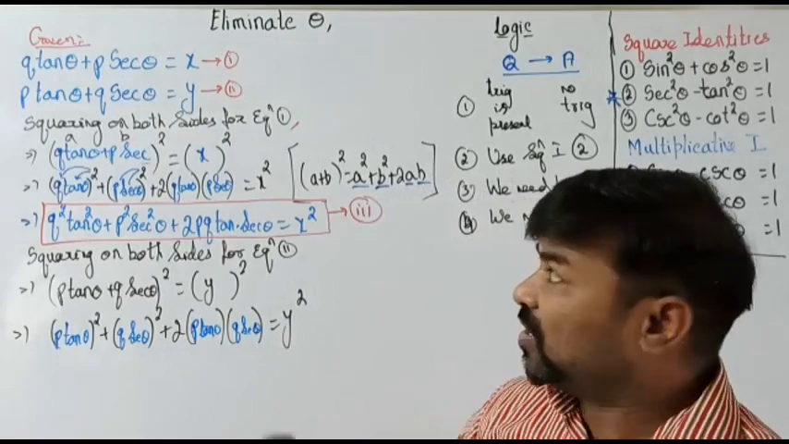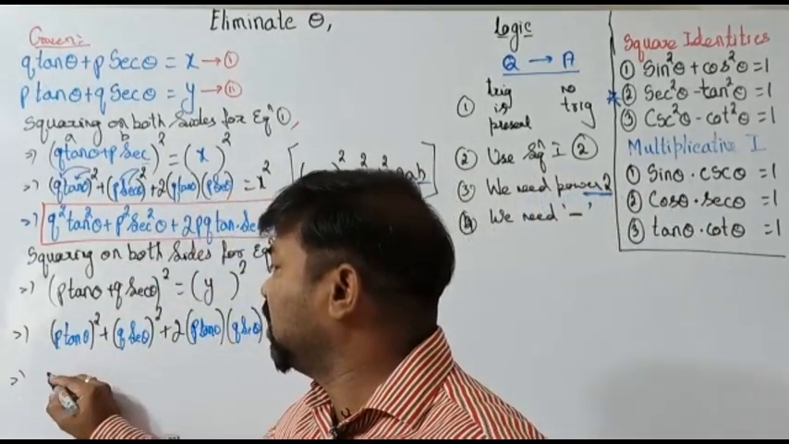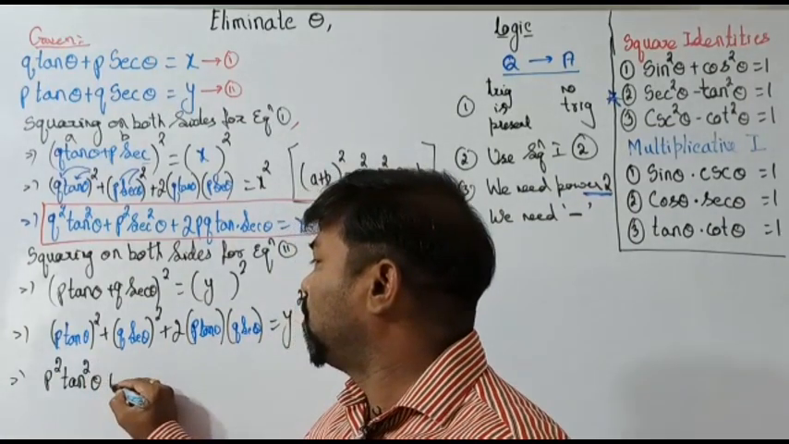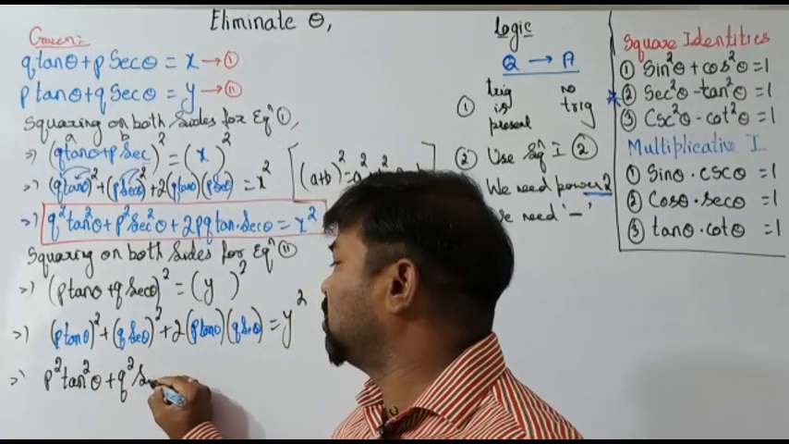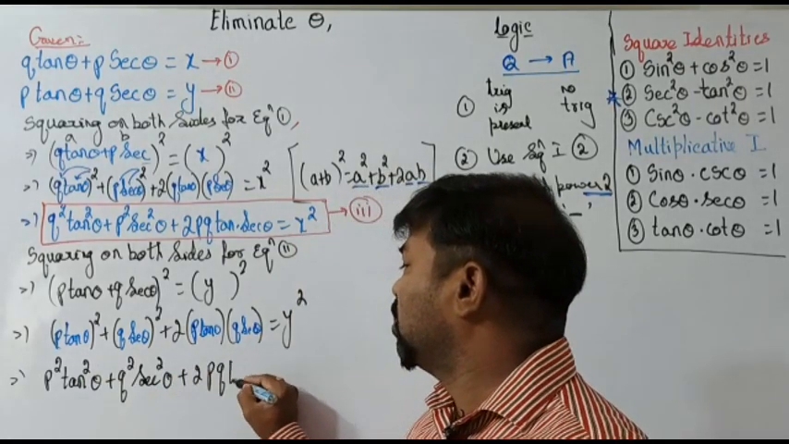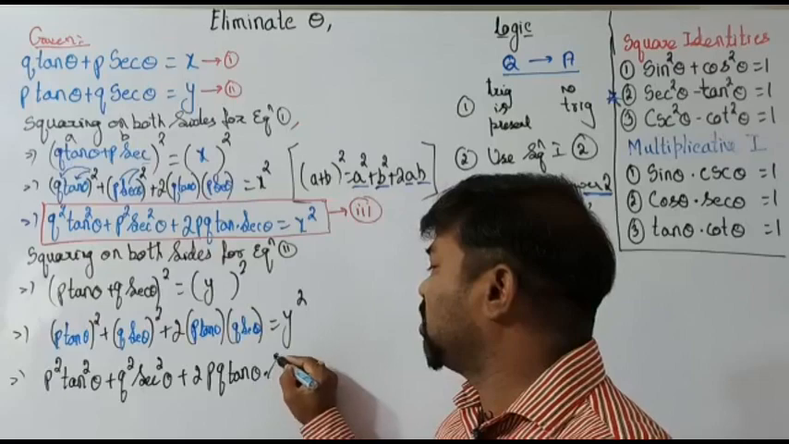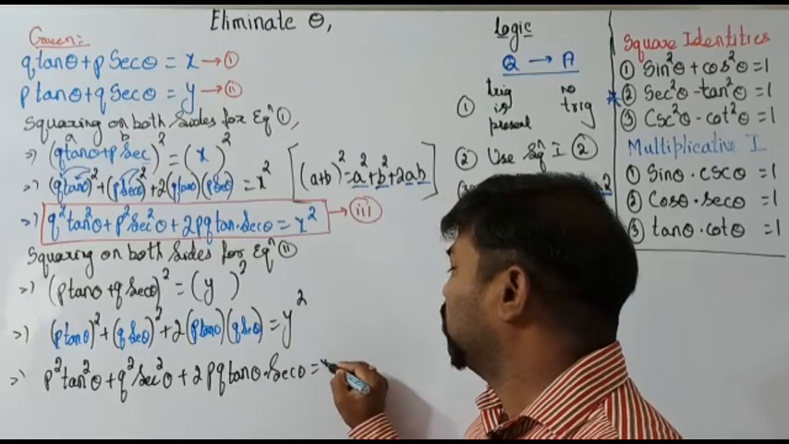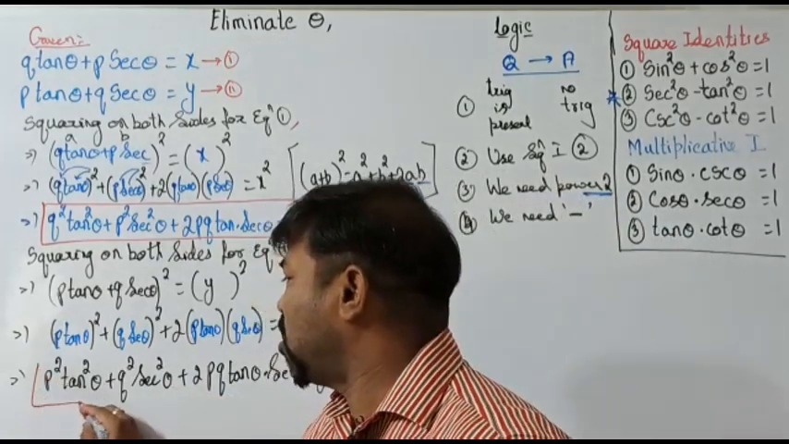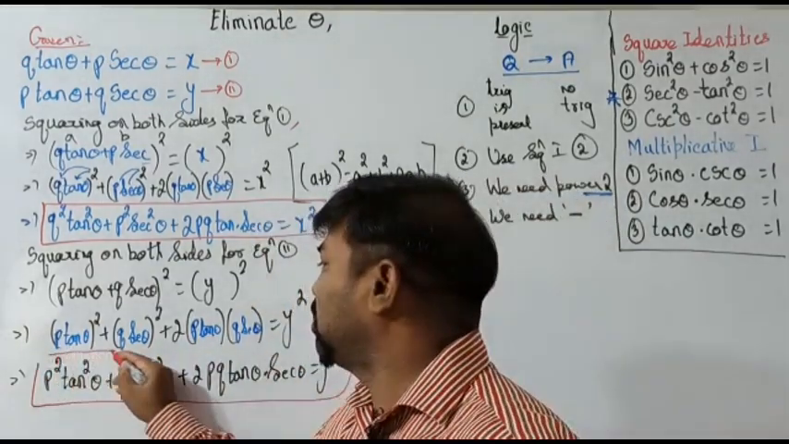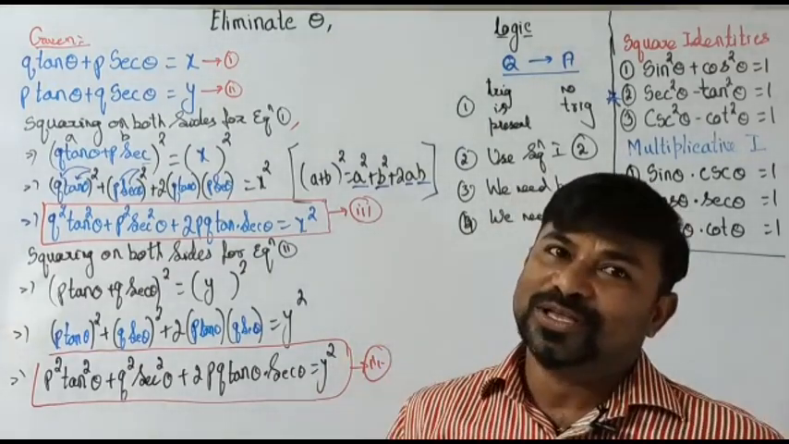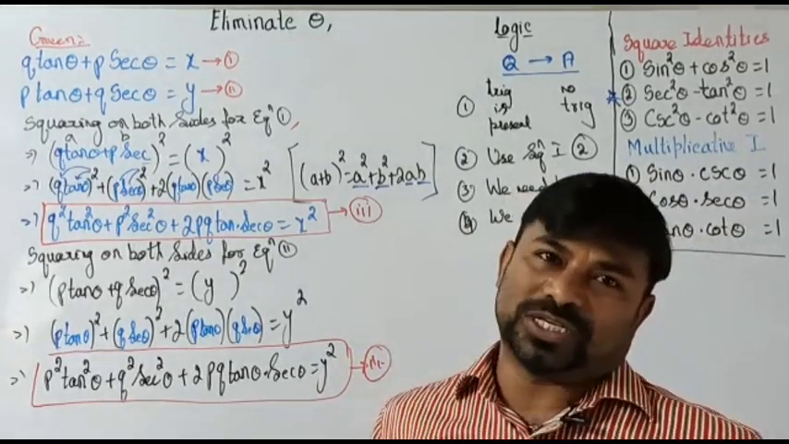Now as we have done here, let's bring it in. p square tan square theta plus q square secant square theta plus 2pq tan theta into secant theta is equal to y square. Cool. Now let me call this equation 3. So now we are preparing our question.